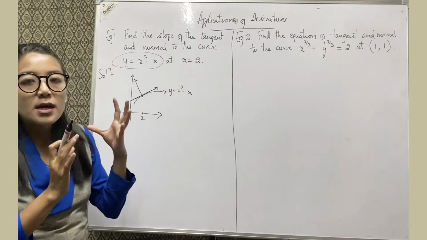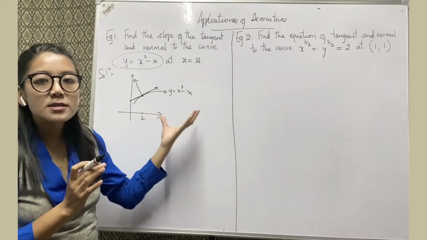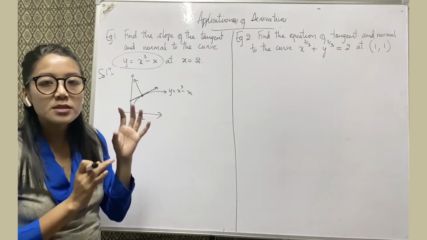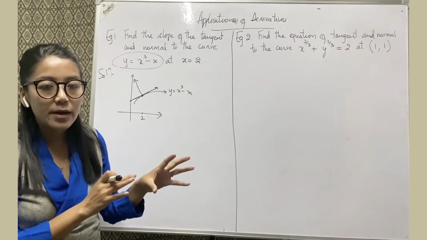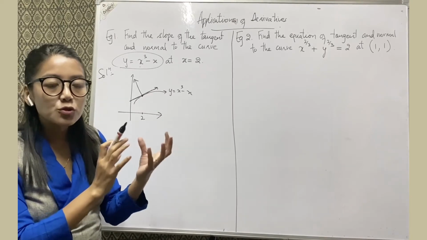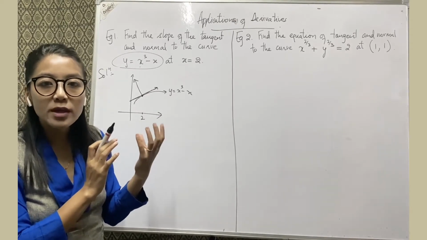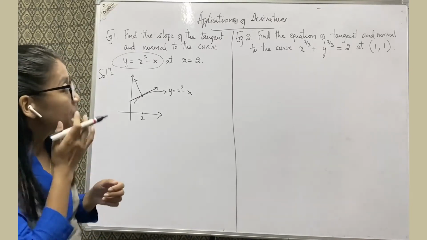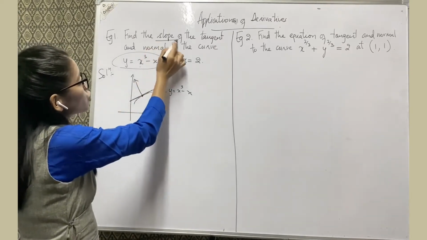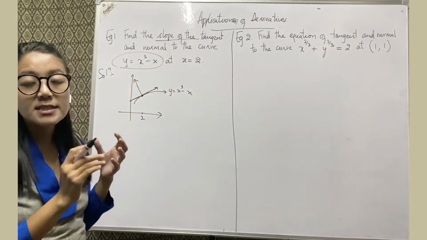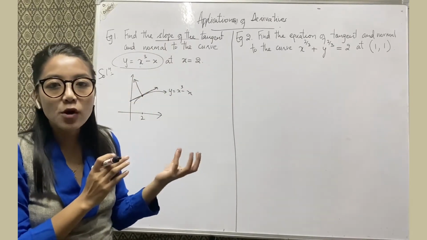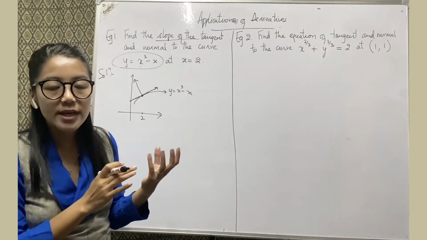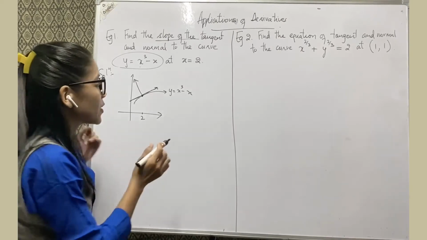So first, especially in this topic, you try to depict the question in a rough diagram, and if you are able to do that, then it means you understood that question. So it's very easy for us to solve it, right? Now we know that the slope of the tangent is equal to the derivative of that function, right? So therefore first you need to find out the derivative.